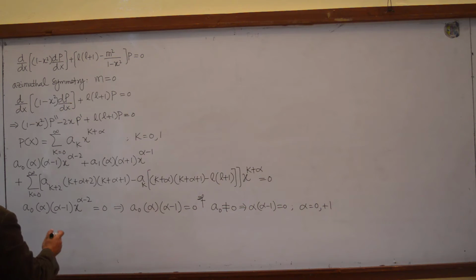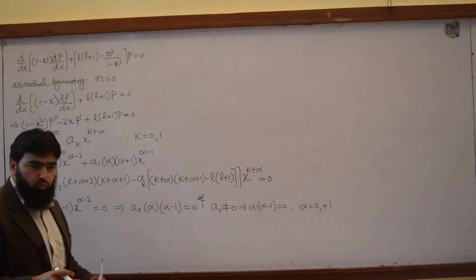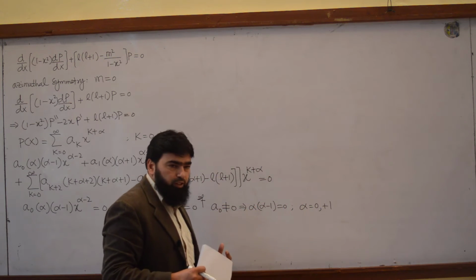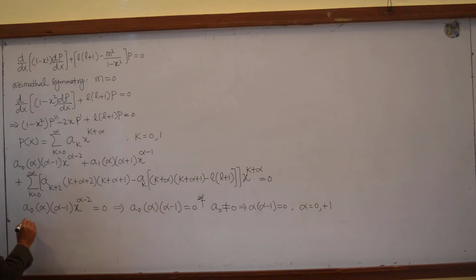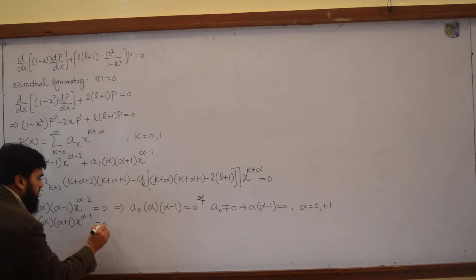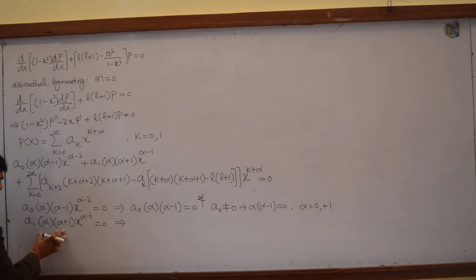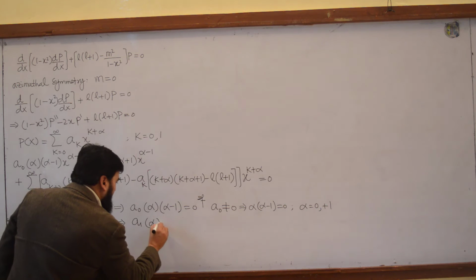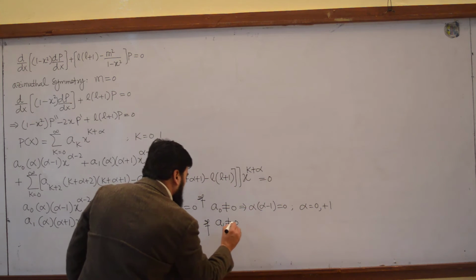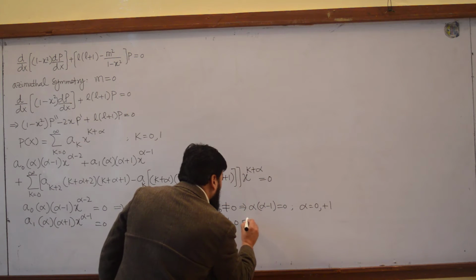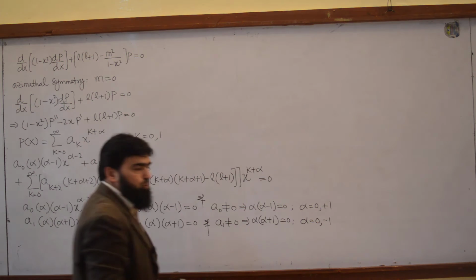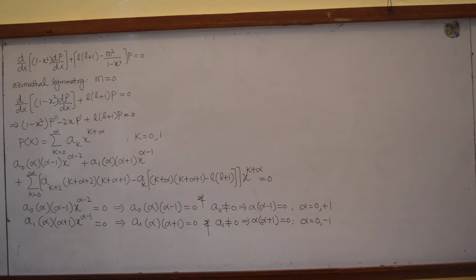Another way will be a0 is equal to 0. So if a0 is equal to 0, then you don't need to say these things. Similarly, the next term, which is a1 alpha into alpha plus 1 x to the power alpha minus 1, is equal to 0. This one is non-zero, so the coefficient is equal to 0: a1 alpha into alpha plus 1 is equal to 0. And if a1 is non-zero, then it implies that alpha into alpha plus 1 is equal to 0, which means that either alpha is equal to 0 or minus 1.